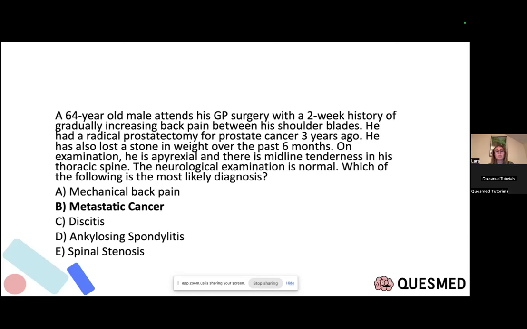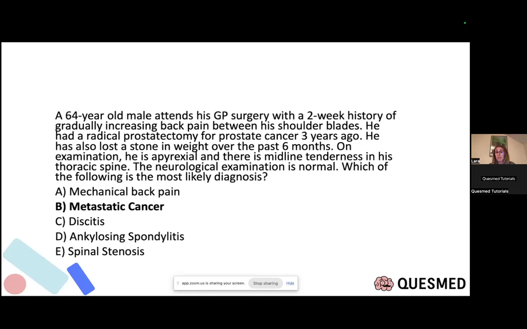Neurological examination is normal. I think that can make you then think, oh, well, actually, common is common. Could this be a mechanical back pain? But given the clinical vignette, it's really less likely. So run through them. We've talked a little bit about mechanical back pain. Mechanical back pain is a diagnosis of exclusion. You don't want to jump into that as a diagnosis when you've got really clear red flag symptoms. Metastatic cancer, as we've discussed, is by far the most appropriate answer, given his history of prostate cancer, his constitutional symptoms, and now his thoracic back pain.